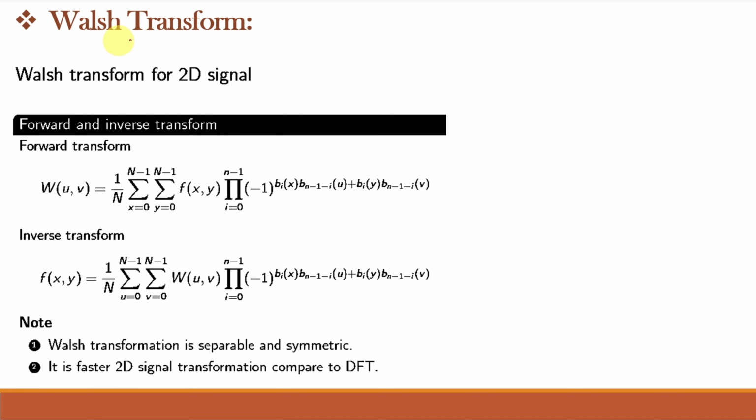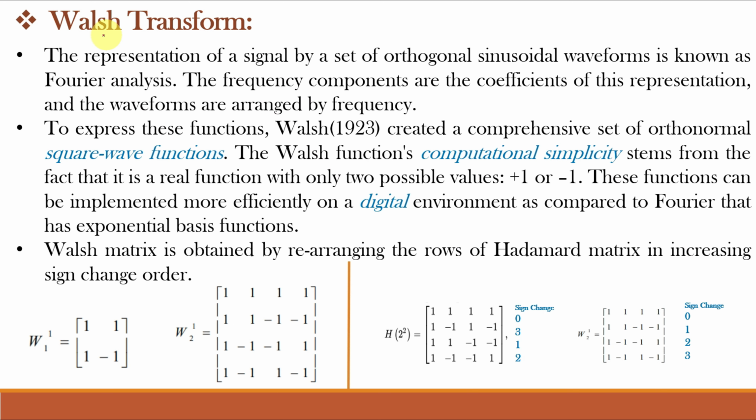Now let us understand Walsh transform, which was proposed earlier as compared to the Hadamard transform. These are the mathematical equations for Walsh transform, and remember, the Walsh transform is faster signal transformation as compared to discrete Fourier transform. See, both Hadamard transform and Walsh transform are type of Fourier transforms only. The difference is in the basis functions that are used.